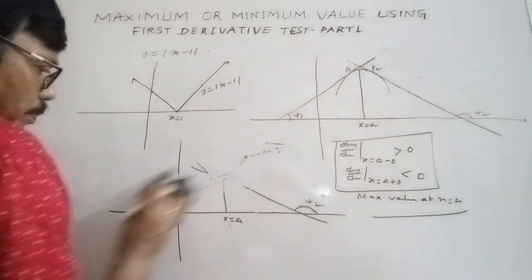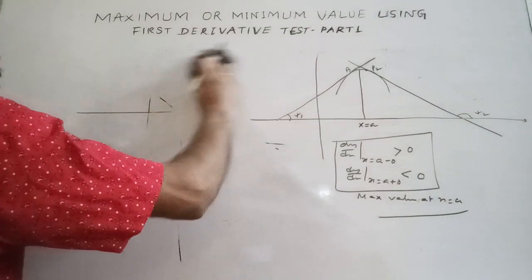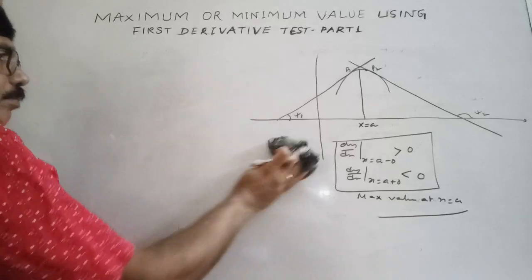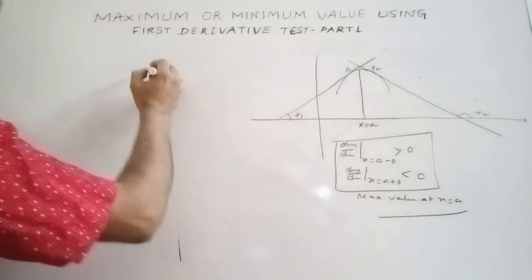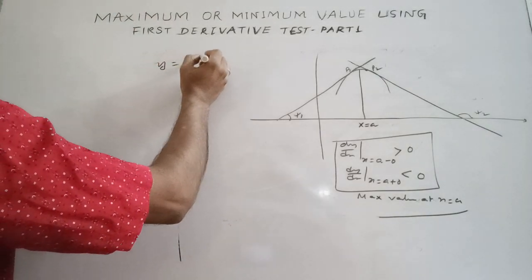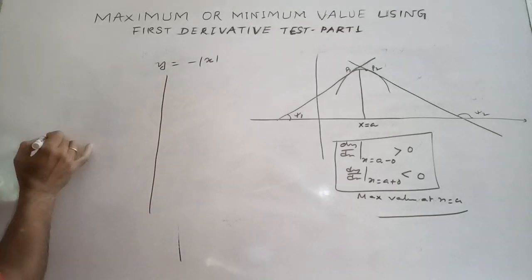Now, take a practical example. Suppose y equals minus mod x. We know.